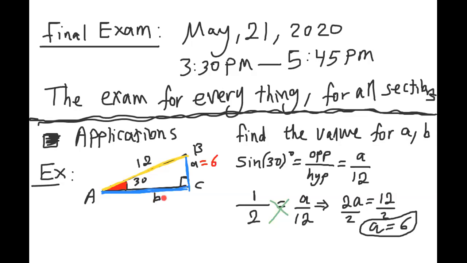By using the cosine for this angle. Why? Because the cosine is adjacent over the hypotenuse. So what's the cosine for the angle theta? It is b over 12. And again, we use the table to find the cosine of theta. What is cosine of theta by using the table?